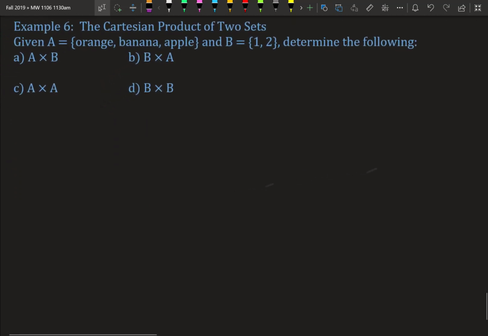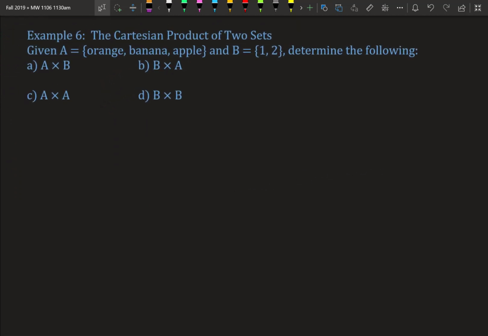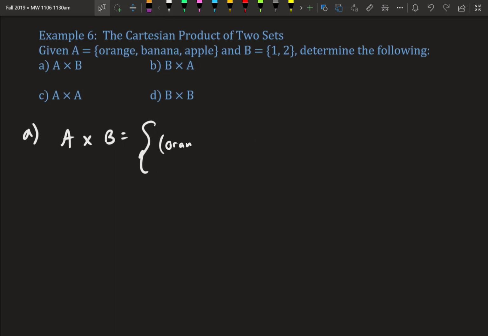So I'll show you what that means. The Cartesian product of two sets. Given set A is orange, banana, apple, and set B is 1, 2. Let's do part A. Part A is A cross B, so it is A times B. It's a set, so you pair them each together. What that means is we have orange with 1, and then orange with 2. And that's it for the oranges.